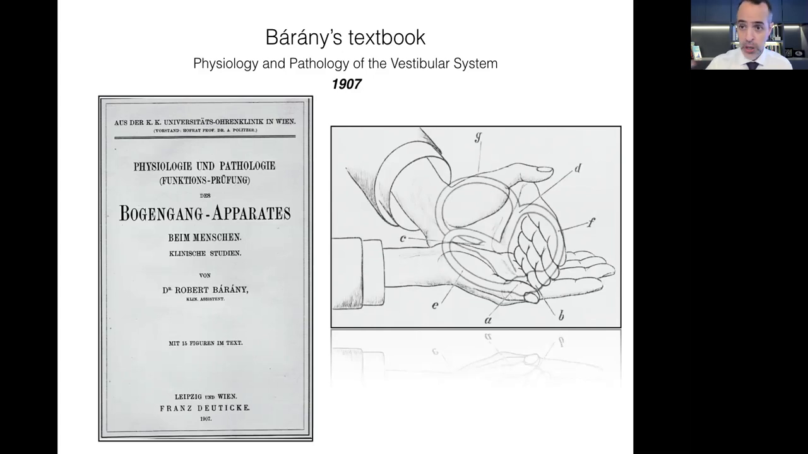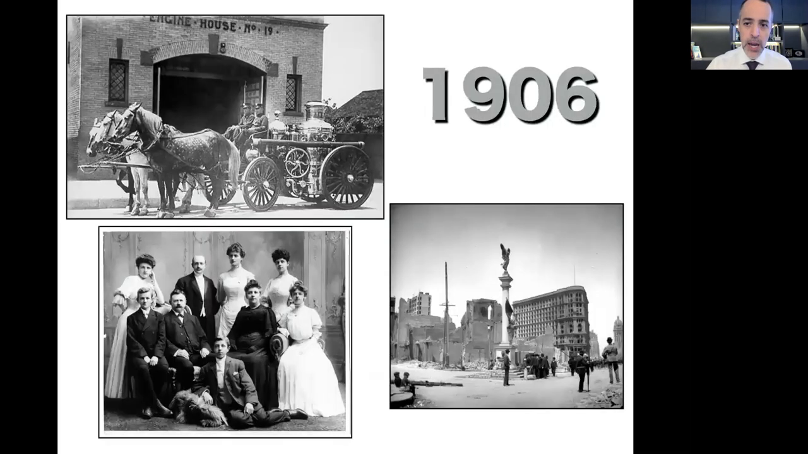During the war, Professor Barany was actually a prisoner of the Russian emperor in 1915, and an agreement between the Prince of Sweden and the Czar in Russia got him released, and he got his Nobel Prize in 1915 for the description of the caloric test. And the point is, from 1906 until today, we are still doing caloric tests.